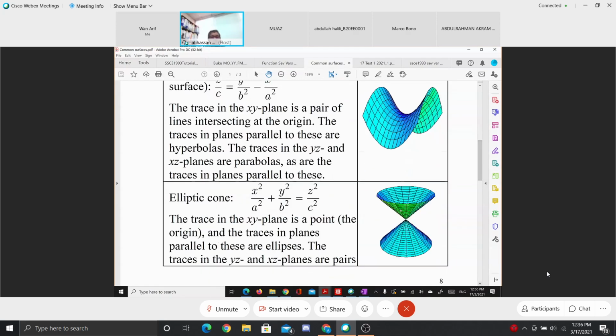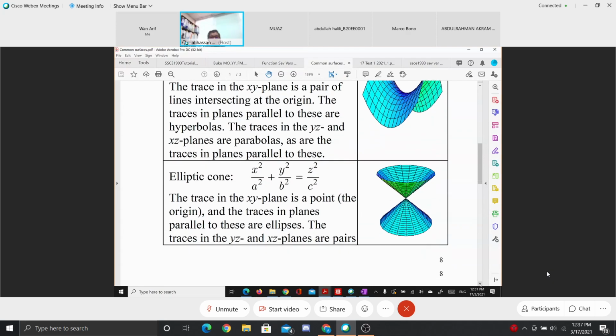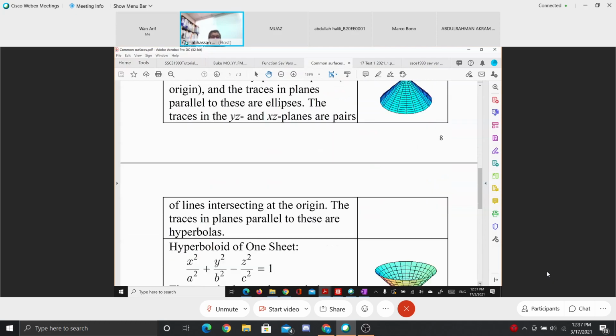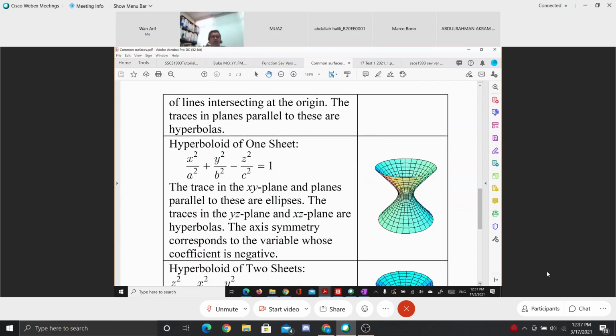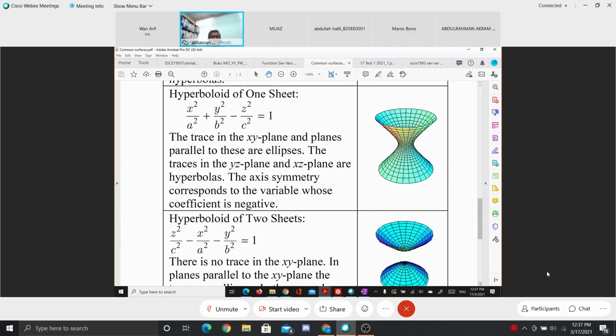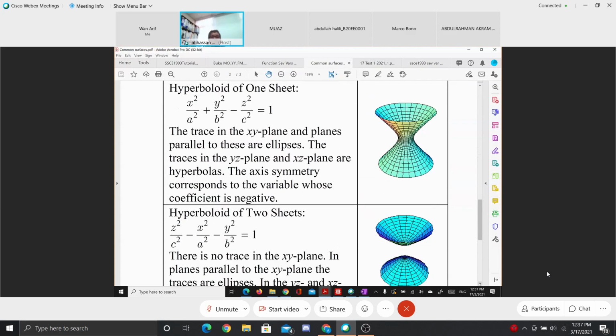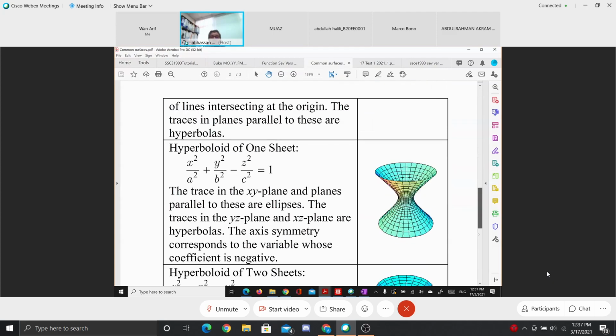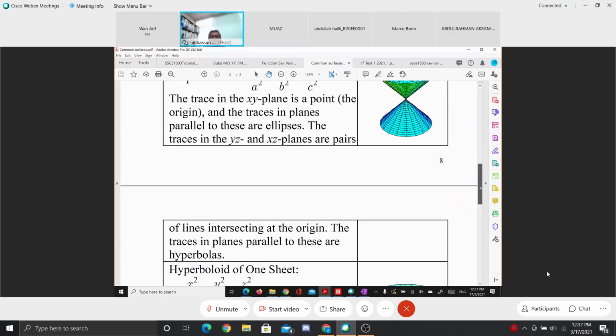The elliptic cone. Circular cone. A circular cone consists of two parts, the upper part and the lower part. This is called a hyperboloid of one sheet, and this a hyperboloid of two sheets. So these are some of the common surfaces you need to be familiar with.